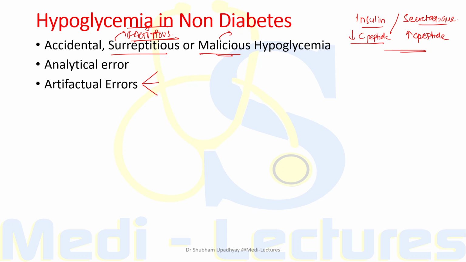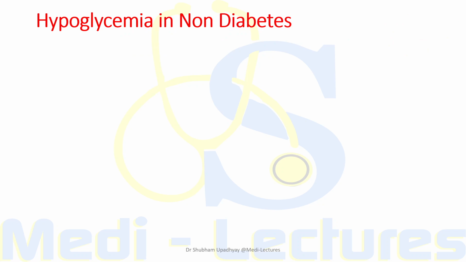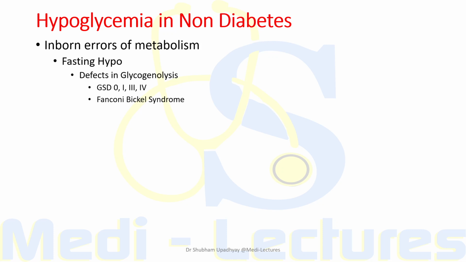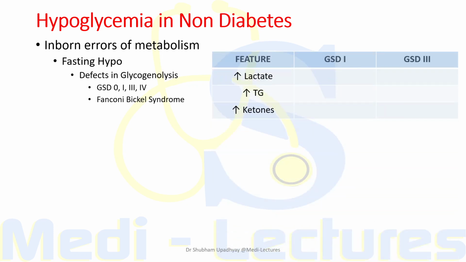Now let's come to the discussion of inborn errors of metabolism which can lead to hypoglycemia. These usually result in neonatal hypoglycemia but can also occur in adults. Fasting hypoglycemia can occur due to defects in glycogenolysis, which includes glycogen storage disorder 0, 1, 3, 4 as well as Fanconi-Bickel syndrome.